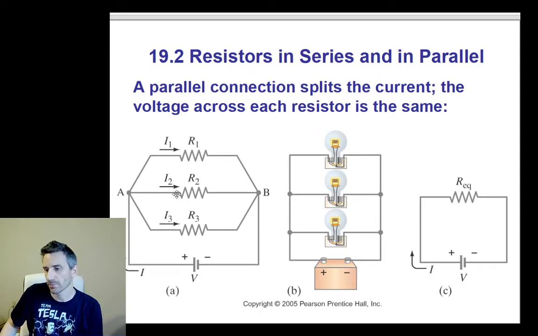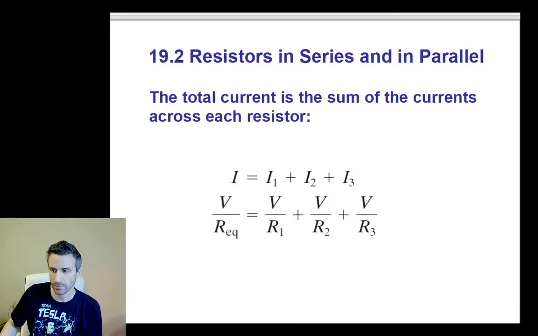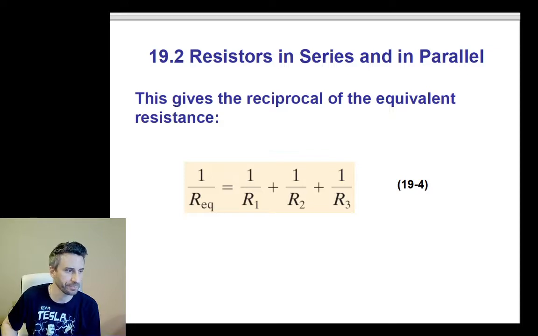So let's take a look at the equivalent resistance for a parallel circuit. In this case, since the current is being split, the current of all three of them added up gives you the total current, and total current is equal to voltage over the equivalent resistance, right? So it's the total voltage divided by the total resistance. Since the voltage is the same, they have the same voltage drop, so to find the equivalent resistance, 1 over the equivalent resistance equals 1 over R1 plus 1 over R2 plus 1 over R3, which is represented here. So this is how you find the equivalent resistance.